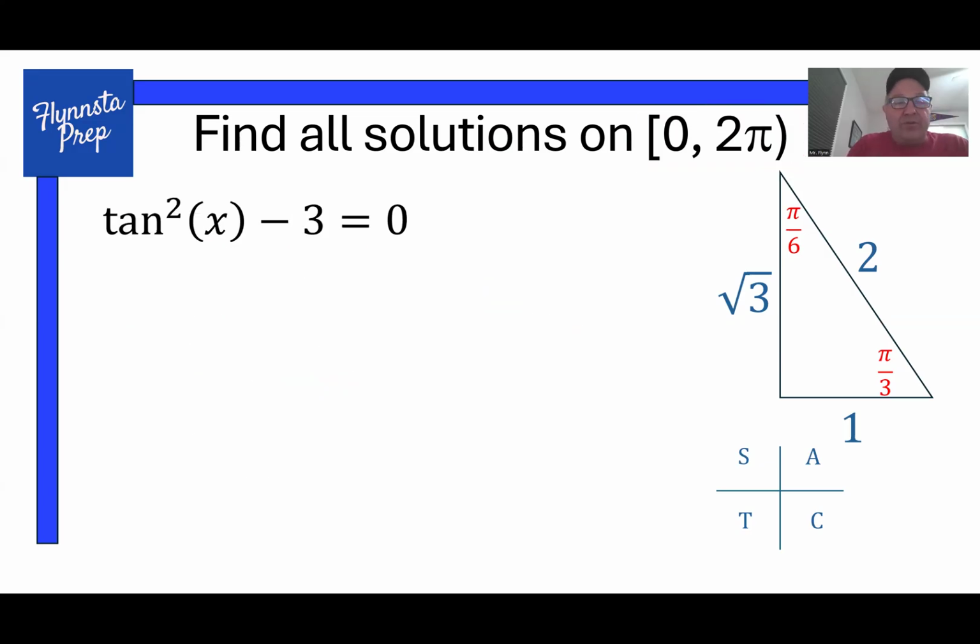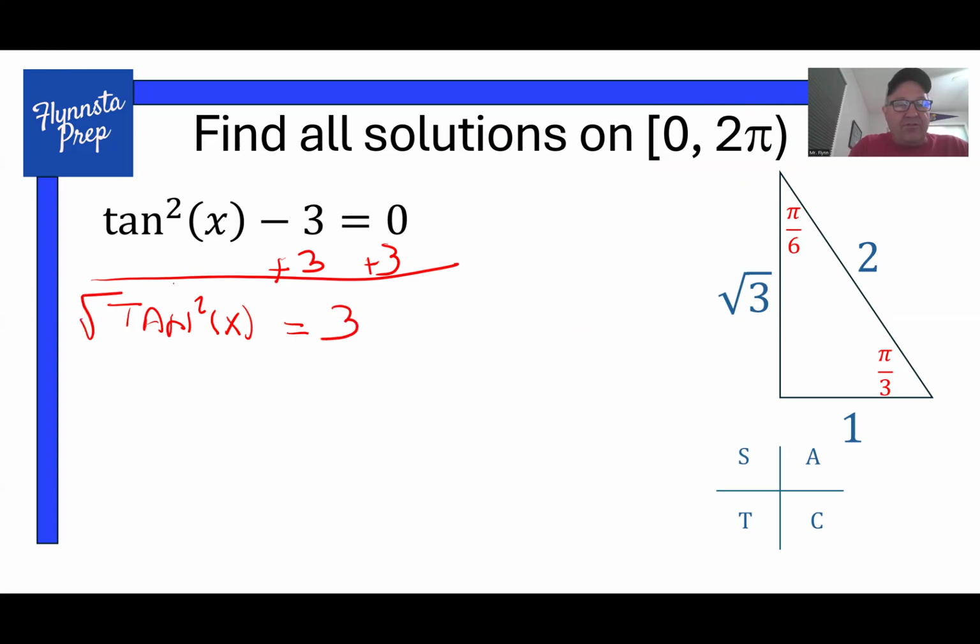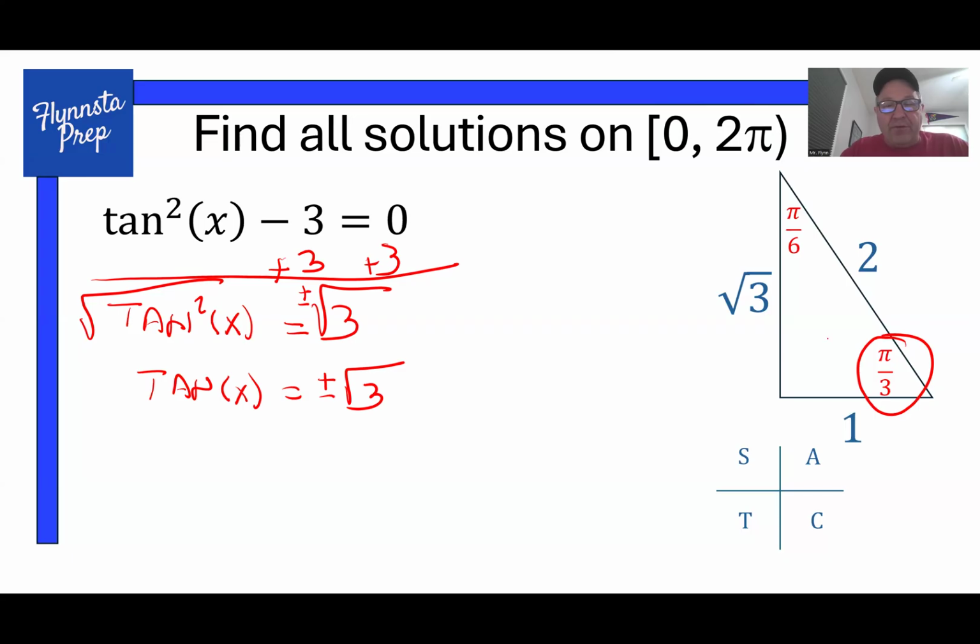Okay, again, we're going to treat this just like a regular equation. Now, to get rid of that second power, we're going to square root both sides, but we need to remember to put a plus or minus on there. So this means tangent of x equals plus or minus the square root of 3. And we're like, okay, when does tangent equal the square root of 3? Well, that would be at our angle right here, pi over 3, right? So we know one of the answers is pi over 3.